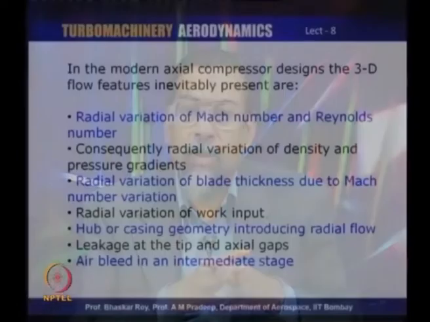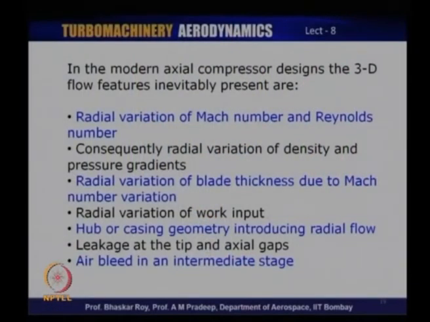So, the design of the blade would then be dependent on a number of 3D flow features. These 3D flow features are set forth as, you are going to have a radial variation of Mach number and Reynolds number. To the extent the flow could move from subsonic near the root to supersonic near the tip, and the Reynolds number would also vary, and hence you would probably need to choose different kinds of aerofoils near the root compared to those near the tips. So, you have radial variation of density and pressure gradient. Even your simple radial equilibrium condition that we had set forth, the balance of forces, does give you a notion that the radial variation of density and pressure gradient would follow the variation of Mach number.